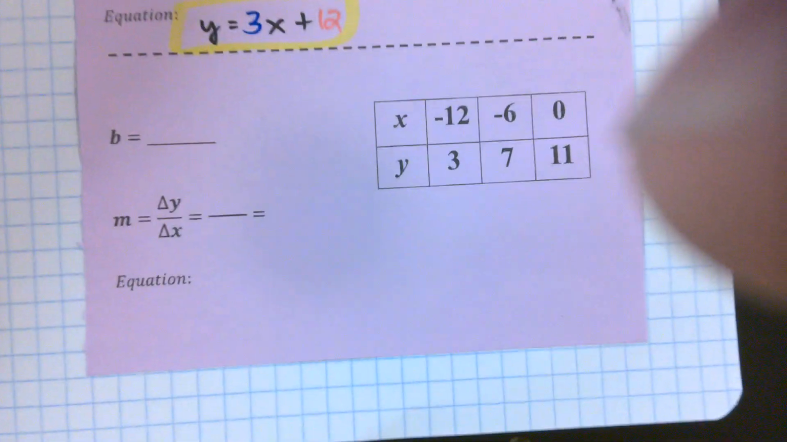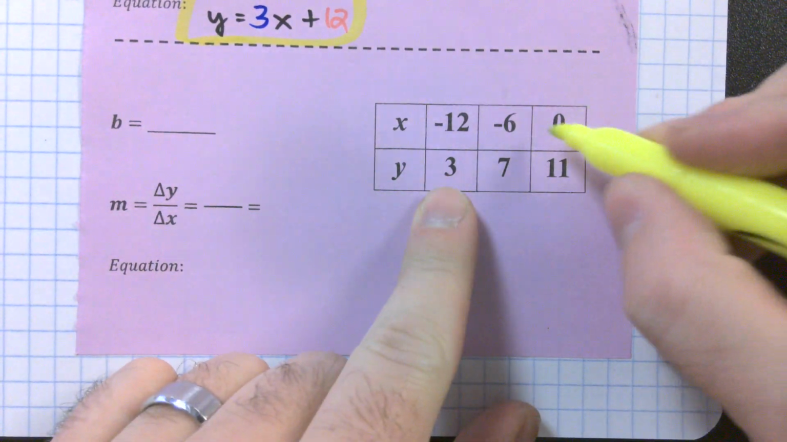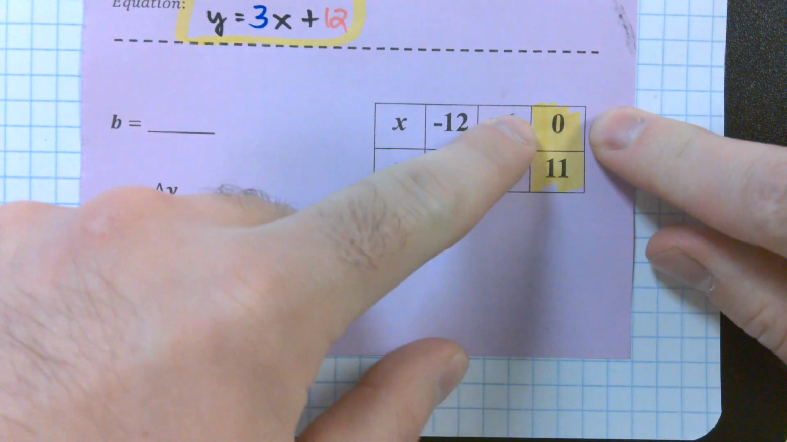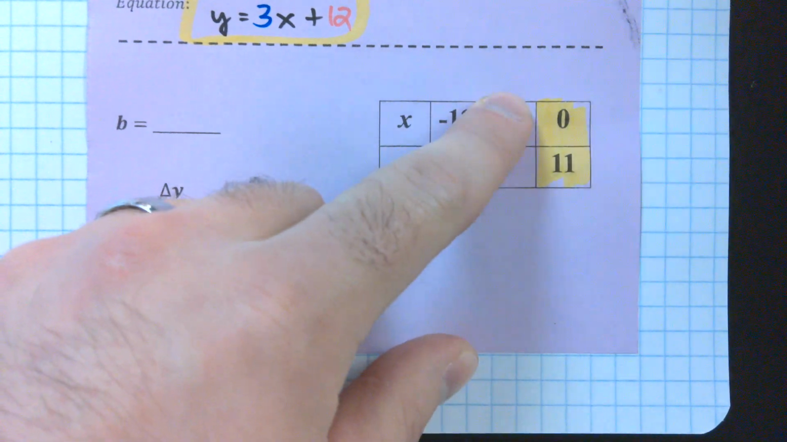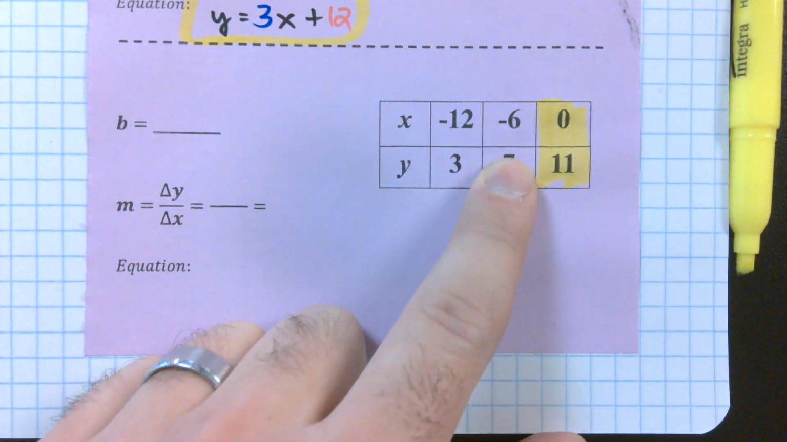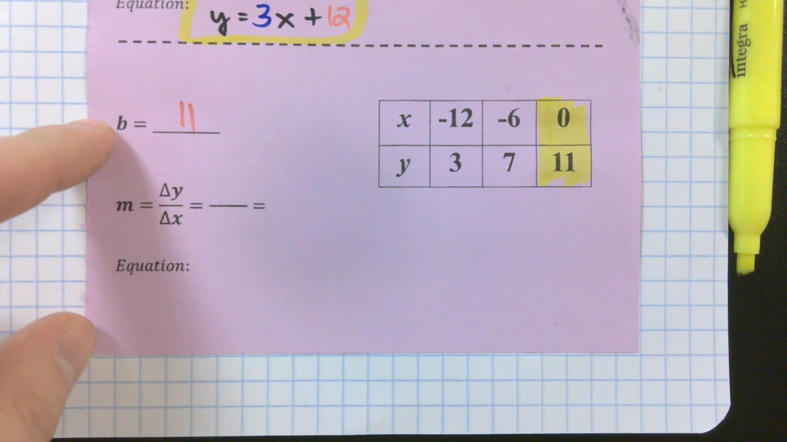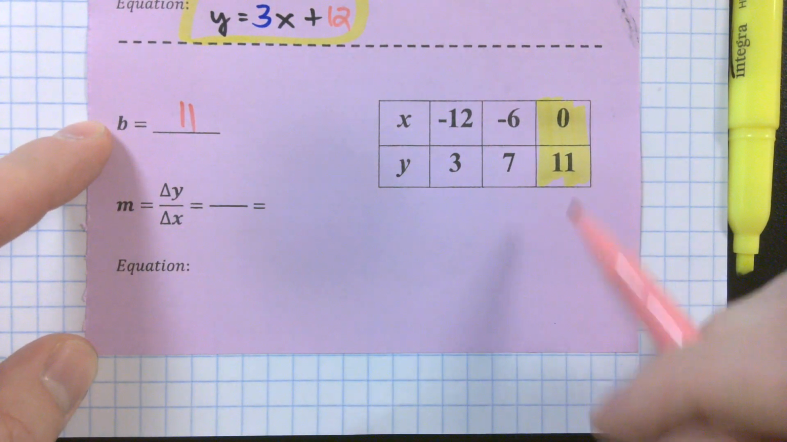Perfect. That's fine too. Last but not least, what's my b value here? 11. We're not looking for the first one. We're looking for the 0. There's my 0. Right below it gives me 11. Diego, you writing this down? Perfect. So my b is 11 right there.